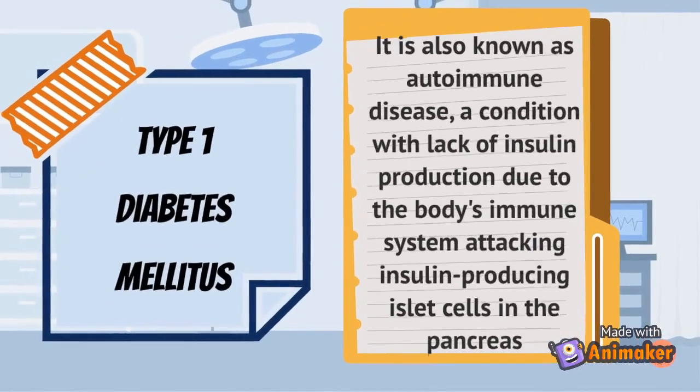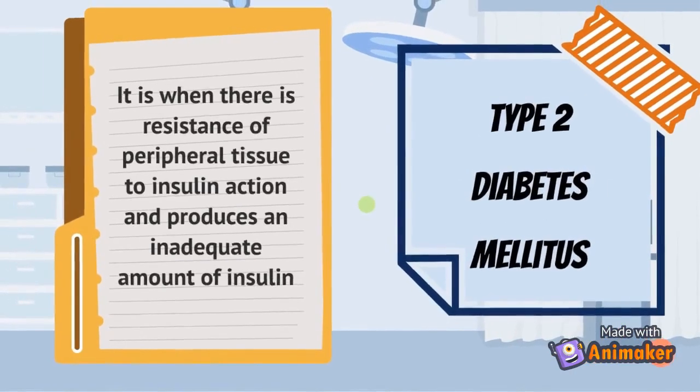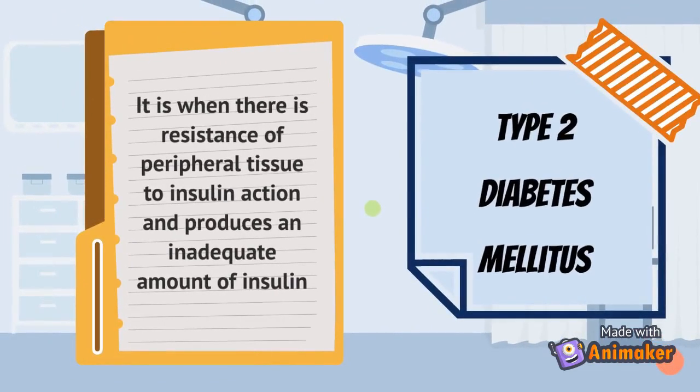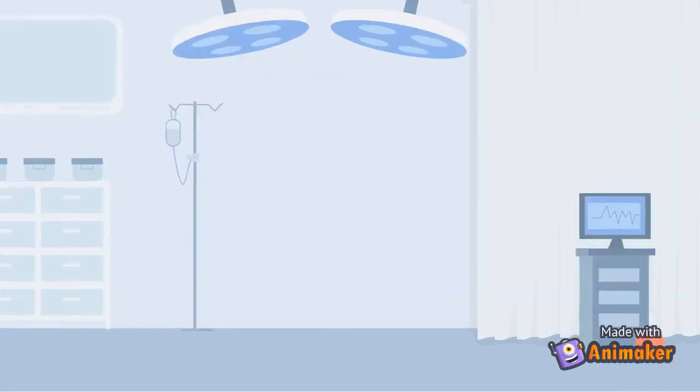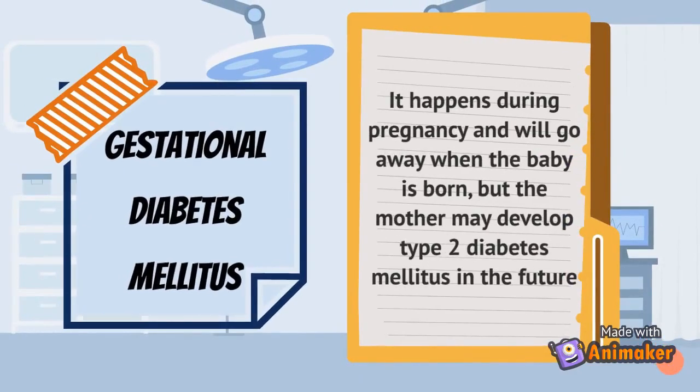Firstly, type 1 diabetes mellitus, also known as an autoimmune disease, a condition with lack of insulin production due to the body's immune system attacking insulin-producing islet cells in the pancreas. Next, type 2 diabetes mellitus. It is when there is a resistance of peripheral tissue to insulin action and an inadequate amount of insulin is produced. And lastly, gestational diabetes mellitus. It happens during pregnancy and will go away when the baby is born, but the mother may develop type 2 diabetes mellitus in the future.